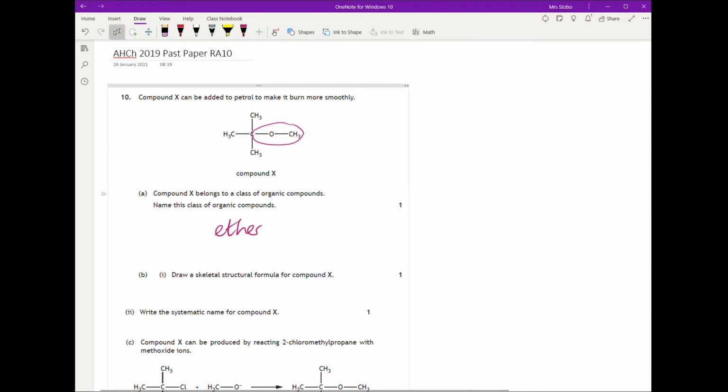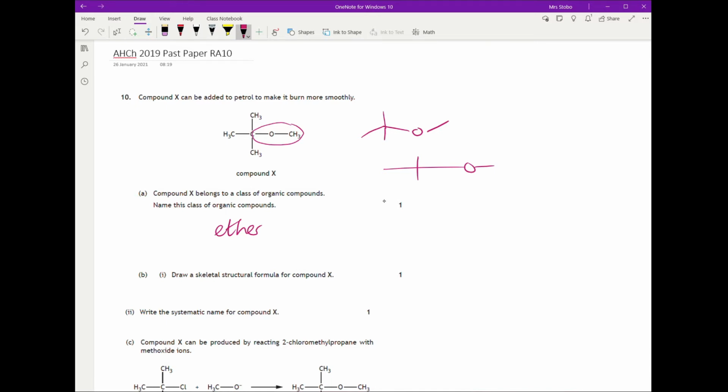Okay, a skeletal formula. So the oxygen has to be given as an O, and that's attached to a carbon, so we'll stick that there. The O is attached to a carbon, which has a carbon and a carbon and a carbon. The mark scheme I think had this, and it was quite acceptable as well. Obviously a slightly shorter bond than that one.